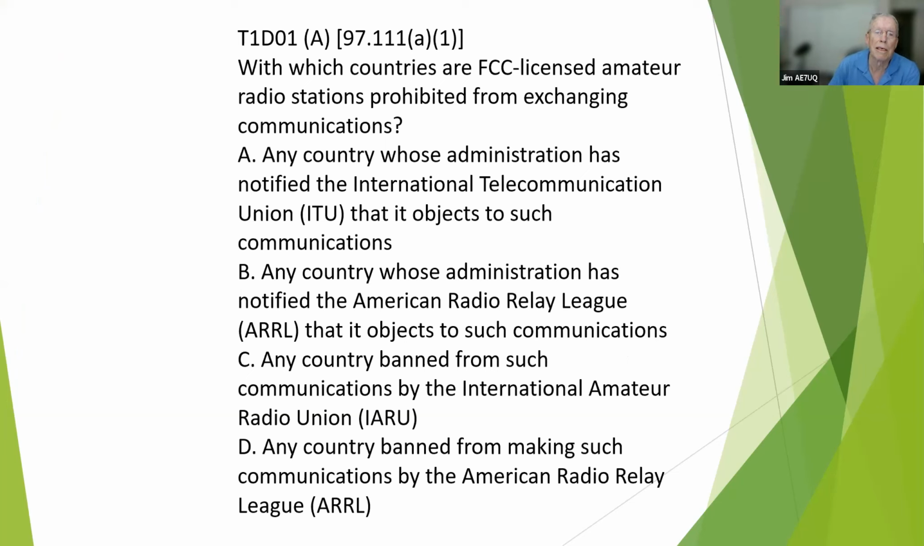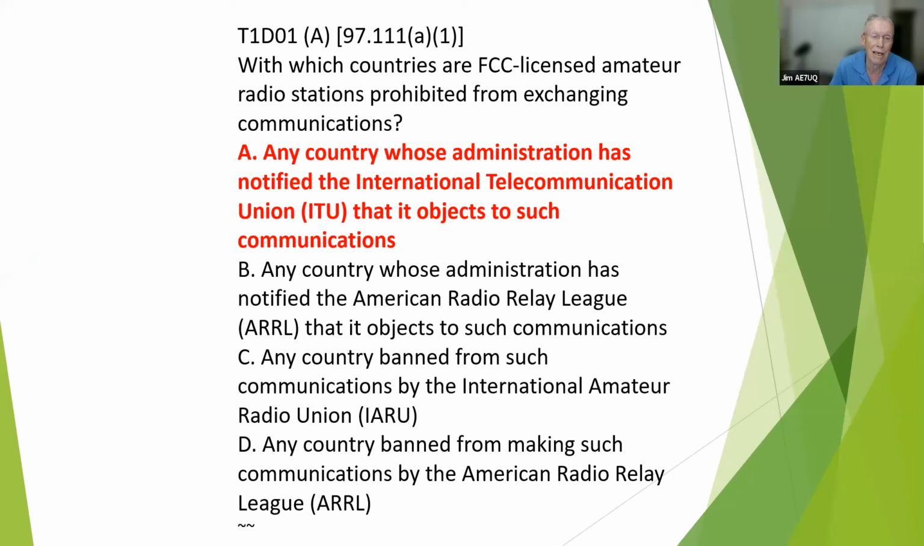So getting started, again, with which countries are FCC licensed amateur radio stations prohibited from exchanging communications? This is an example of one you can't sort of intuit from the choices what the correct answer is. You sort of have to just remember what it is. In this case, it's any country whose administration has notified the ITU that it objects to such communications. Again, a lot of these questions are, you just have to remember what the answer is from the FCC rules.